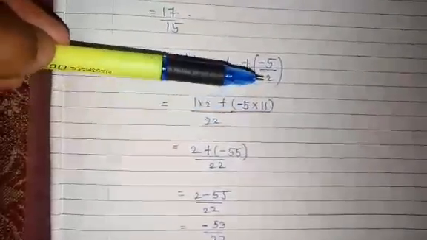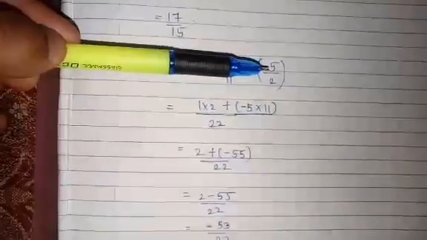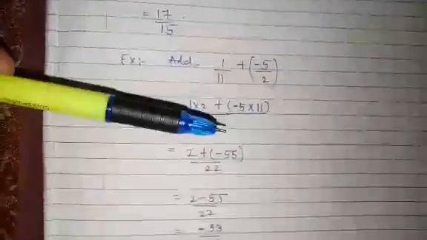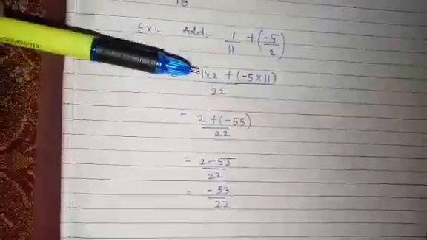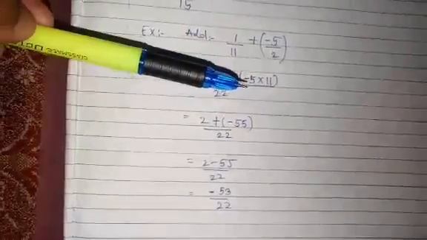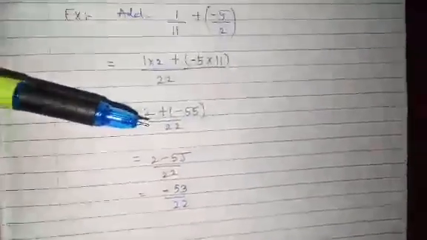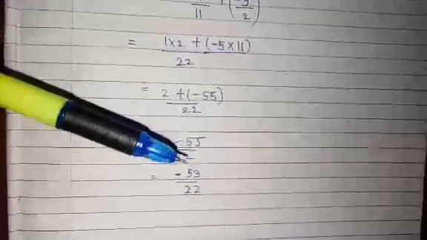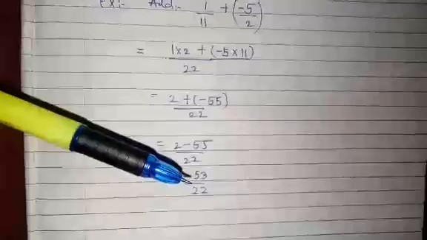So if we want to make this 22, then we have to multiply the upper number by 11 and the lower one also by 11. So here it will be 2 1 2 plus minus 5 into 11, which comes minus 55. So here it will be 2 minus 55 upon 22, which means here it will be minus 53 upon 20.